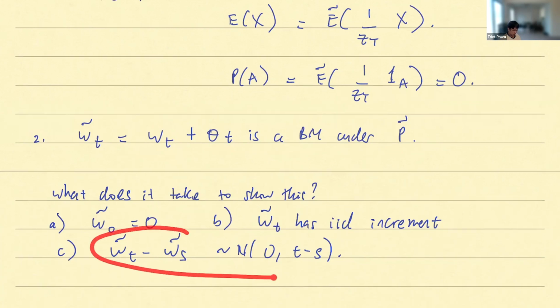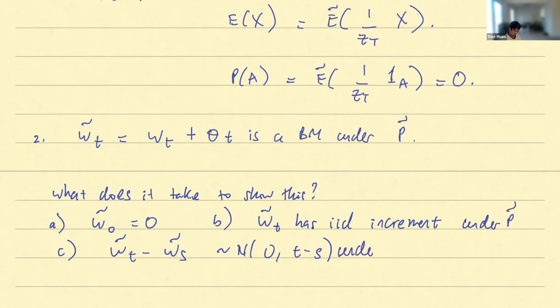The last one is also a question mark, because now you have to deal with the distribution under, again, let me say this, the punchline is they're all under P tilde. You're not looking at them under P, but under P tilde.